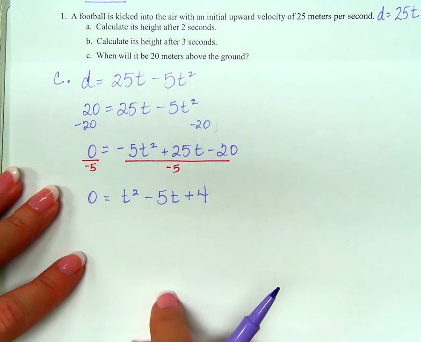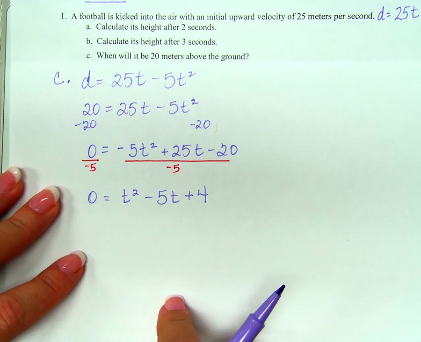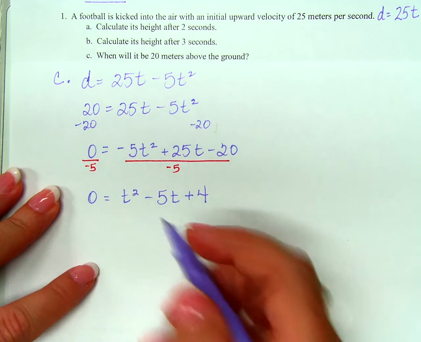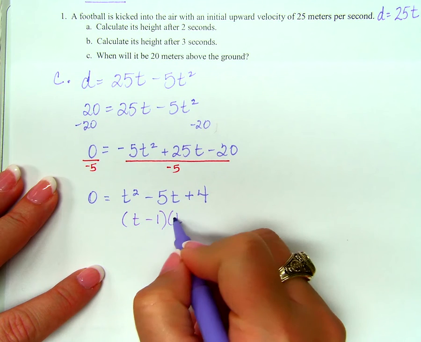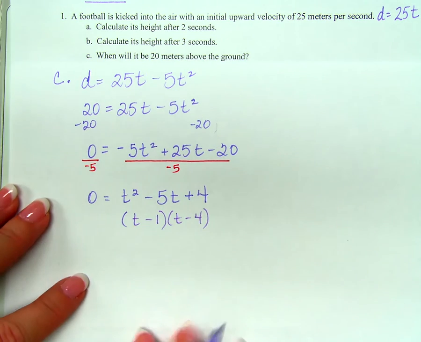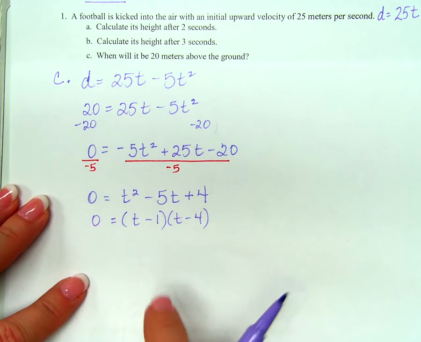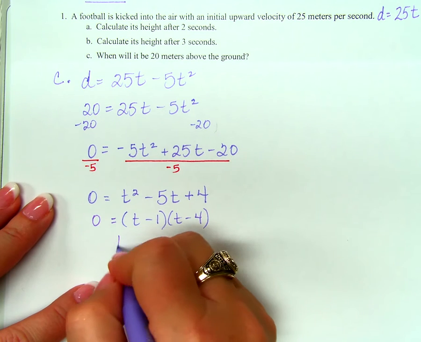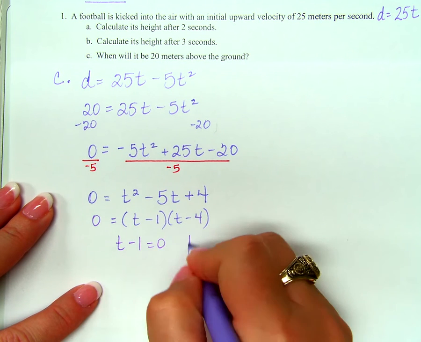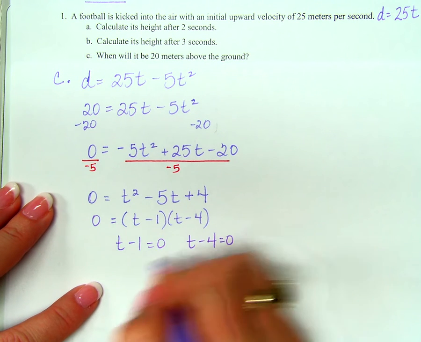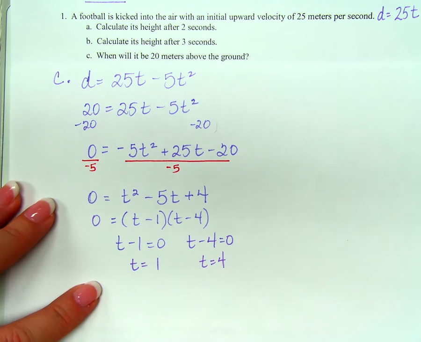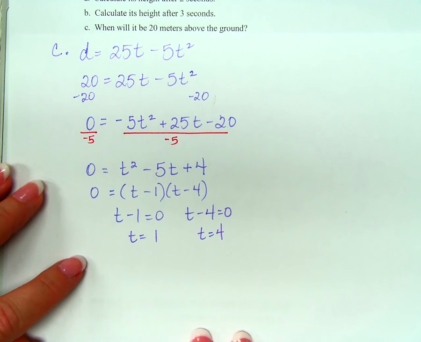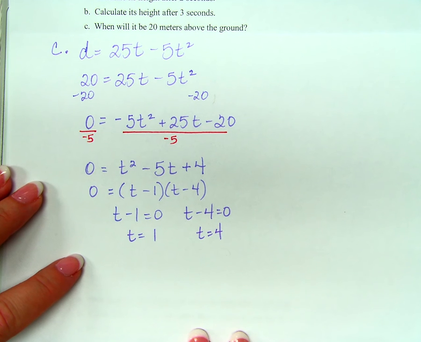Let's factor this. What multiplies to be 4 and adds to be negative 5? Negative 1 and 4. T minus 1, t minus 4. If that equals 0, what do I have to do? Good. Set each factor equal to 0. So t equals 1 and t equals 4. So which one's right? Are you positive that they're both right?